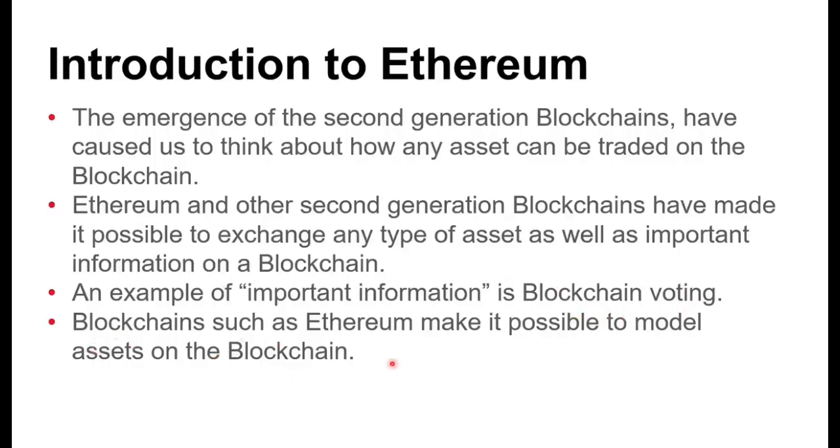Blockchains such as Ethereum make it possible to model assets on a blockchain. So just like with Java or C++, we can model real-world objects. We can do the same thing on the Ethereum network. So we can exchange assets. We can model an automobile: its VIN, its color, its make, its model, its year.